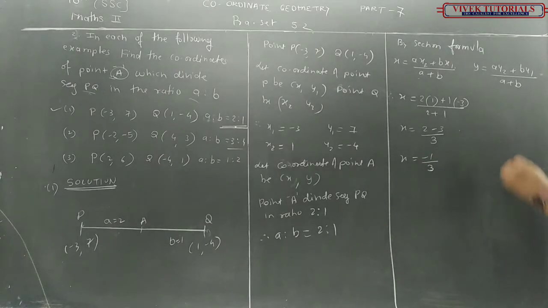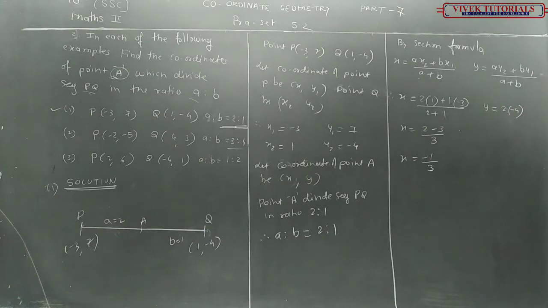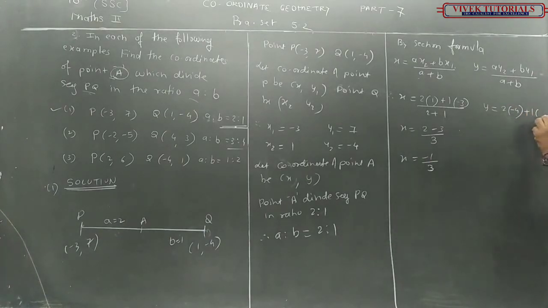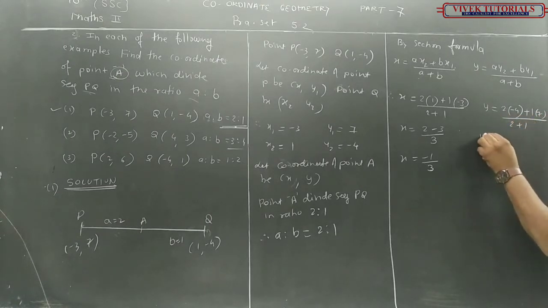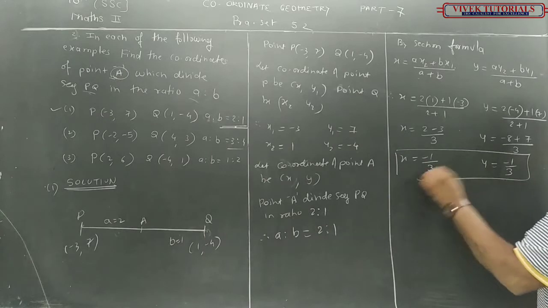And if you go for Y is equal to A is what? 2 into Y2 is minus 4 plus value of B is 1 into 7 upon 2 plus 1. Y is equal to minus 8 plus 7 upon 3. So Y is equal to minus 1 by 3. So this answer we got.